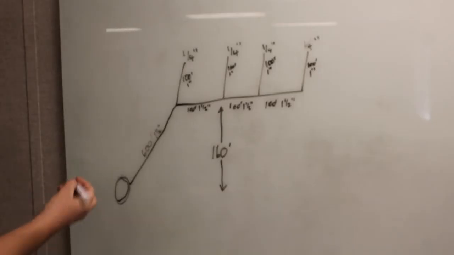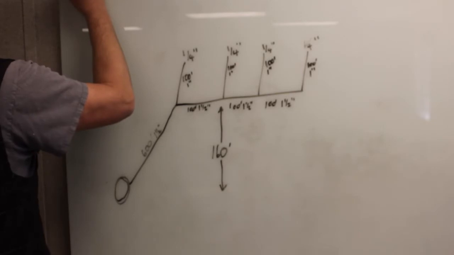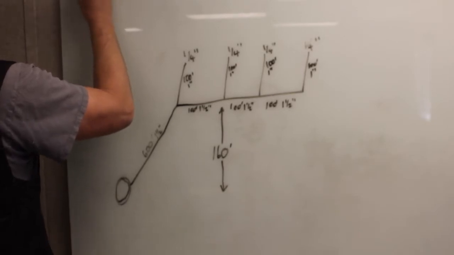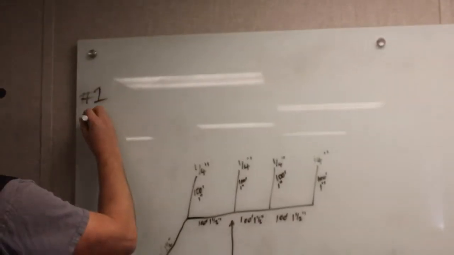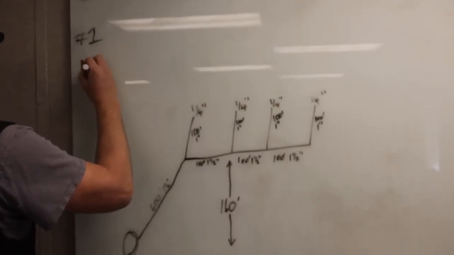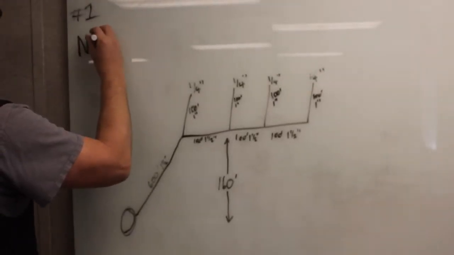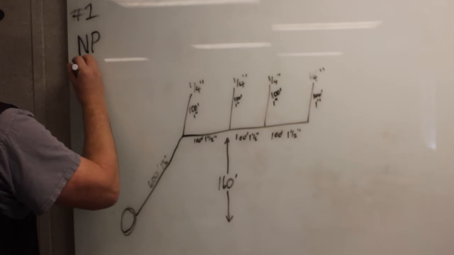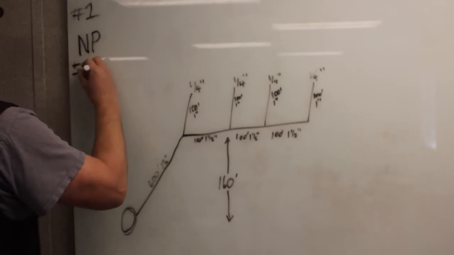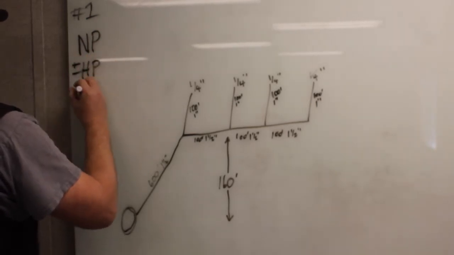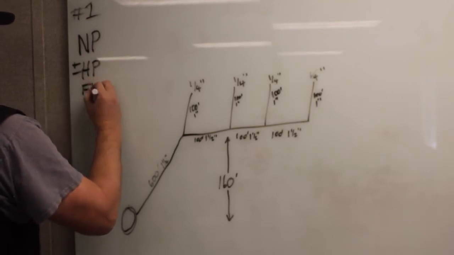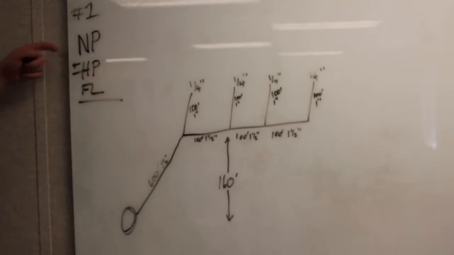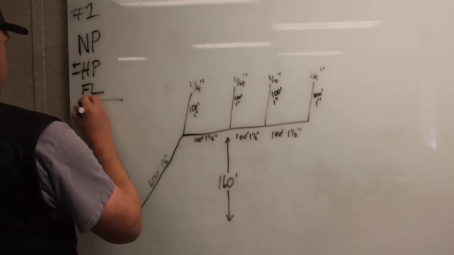Problem number 1, in our example here, I need a better black pen. I always write my equation up: NP plus or minus HP plus FL, so nozzle pressure, head pressure, friction loss. If I write that up there, it gives me a good anchor point to start from. And that's going to equal PDP.